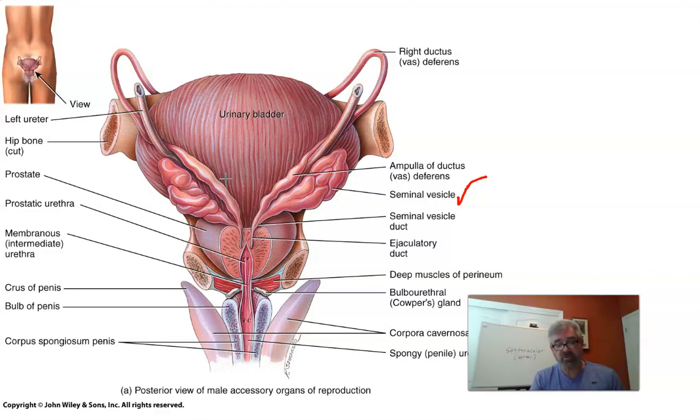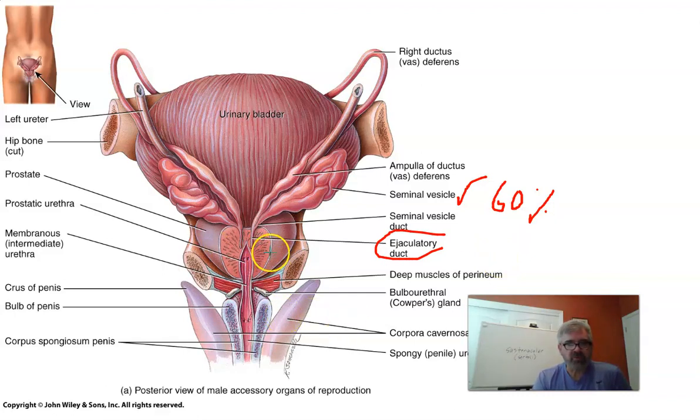They secrete an alkaline viscous fluid, which means it's thick. It contains fructose, prostaglandins, and clotting proteins. So it's fairly thick, and it is alkaline. Highlight that, make sure you know that. This fluid gets injected by way of the two ducts into the ejaculatory ducts right there, and moves from there into the ejaculatory ducts. It makes up about 60% of the volume of semen. So make sure to know that number, 60% of the volume of semen.